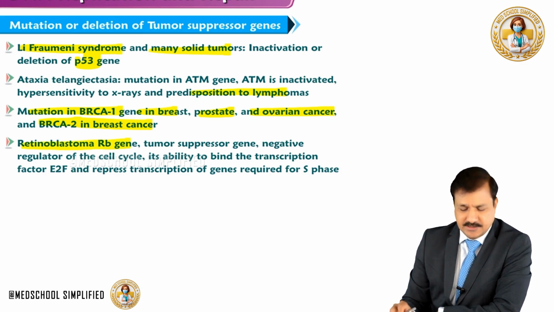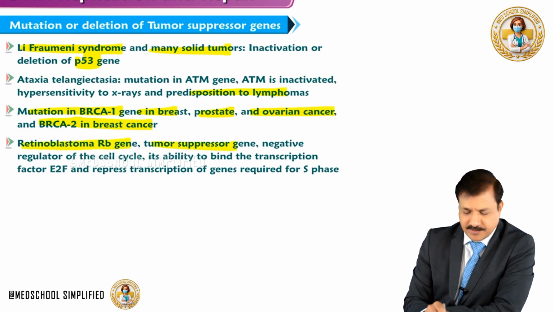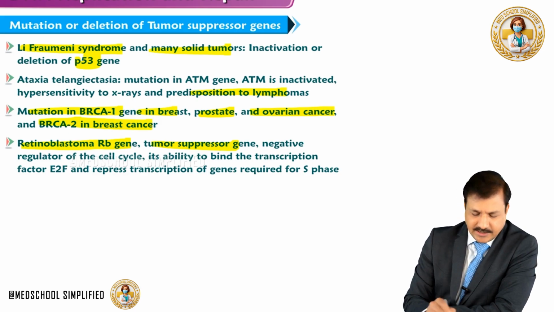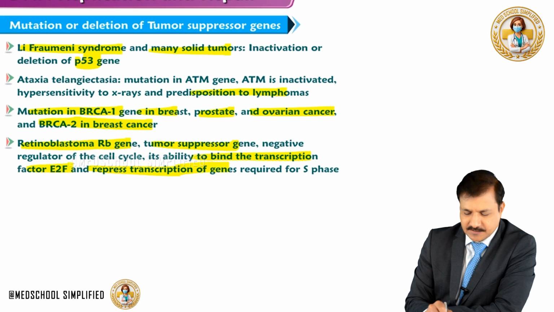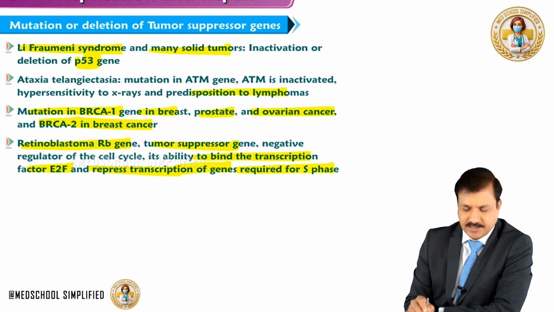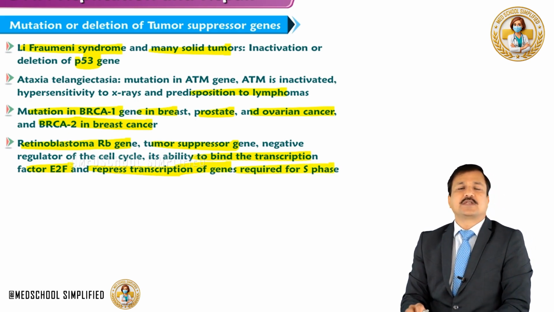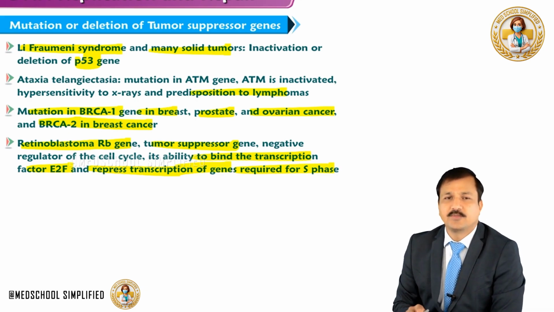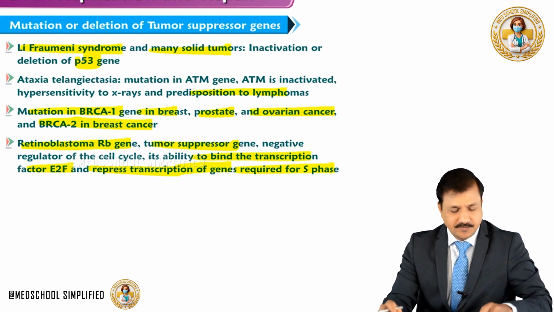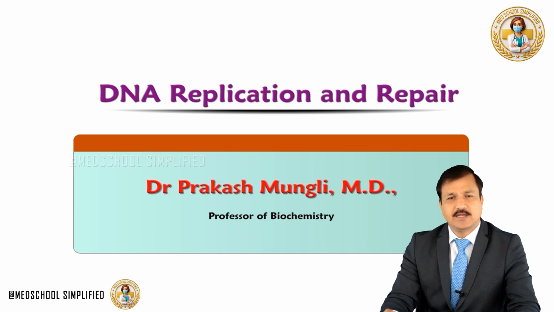The retinoblastoma gene, that is the RB gene, is a tumor suppressor gene, and it's a negative regulator of the cell cycle. Its ability to bind the transcription factor E2F and repress transcription of genes is required for the S phase, and the mutation of this gene will lead to retinoblastoma. So this is all about DNA replication and repair mechanism.